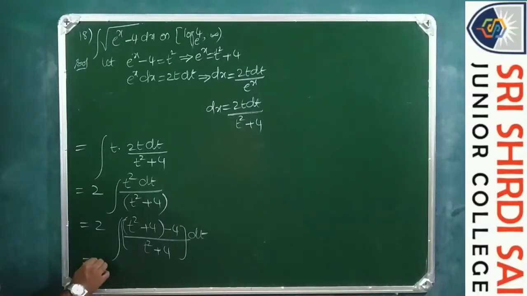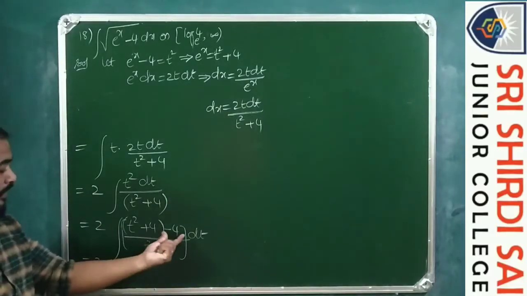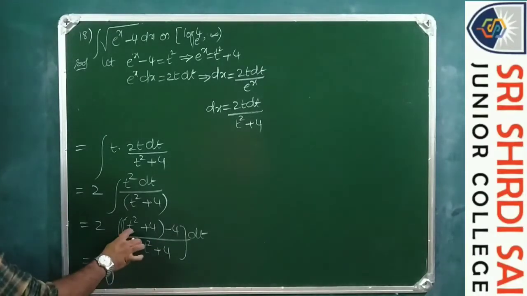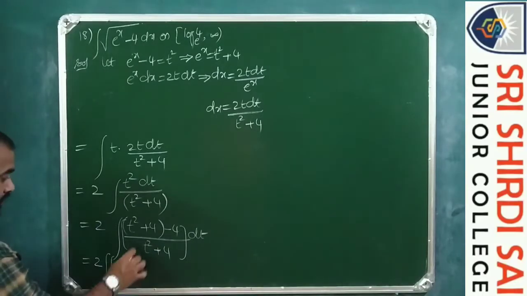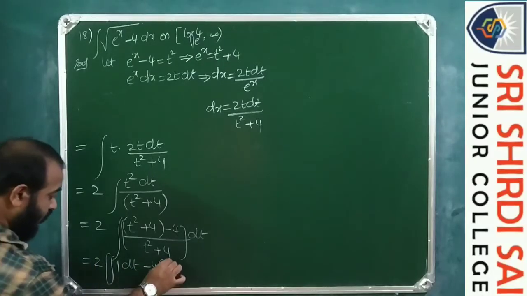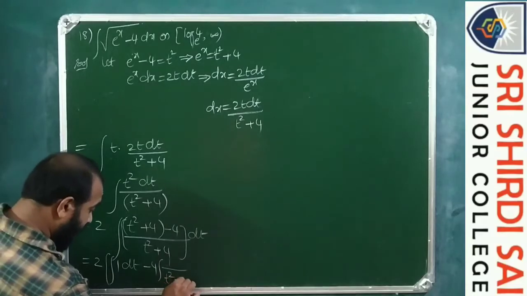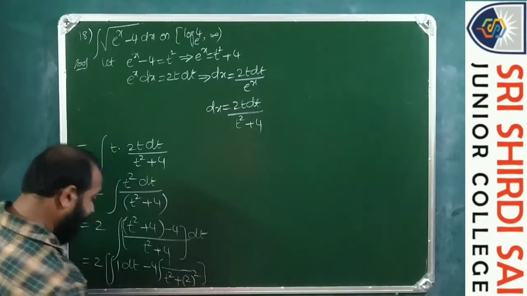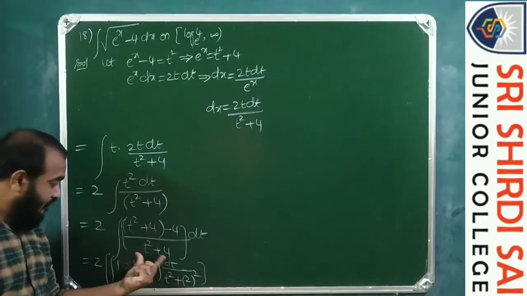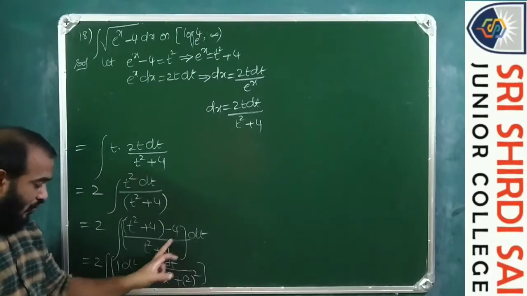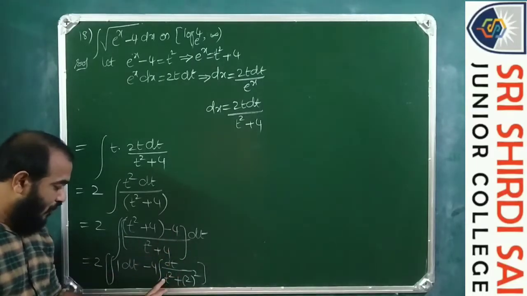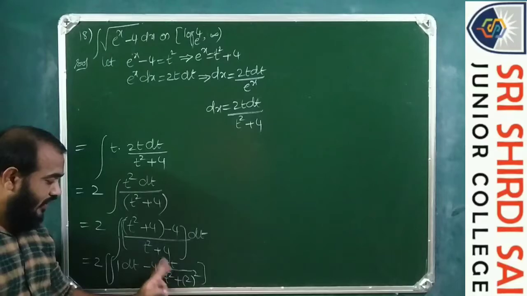This is equal to 2 into, a minus b by c is a by c minus b by c. So integral of t square plus 4 by t square plus 4 is 1, dt, minus 4, I will write outside, integral of 1 by t square plus 4. T square plus 4 by t square plus 4 is 1. So integral 1 dt minus 4, I have separated it from the process of integration, integral 1 by t square plus 4. T square plus 4 can be written as t square plus 2 square, dt.